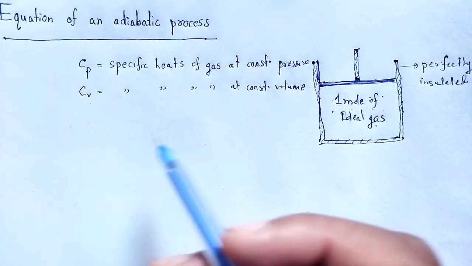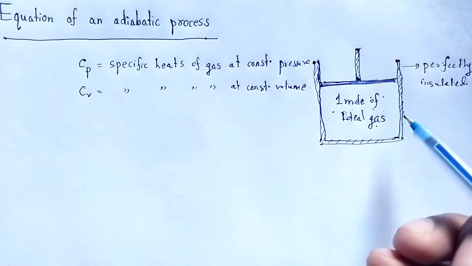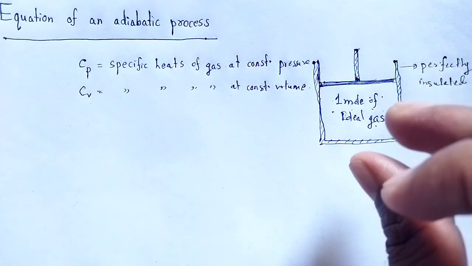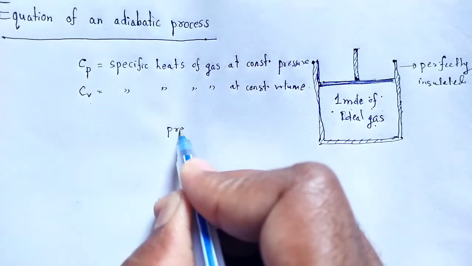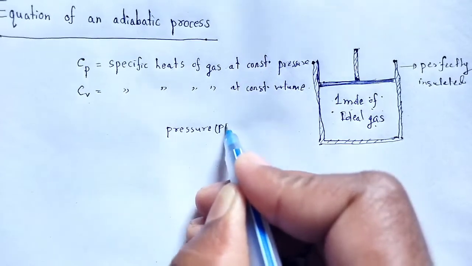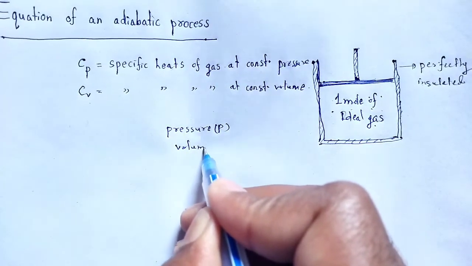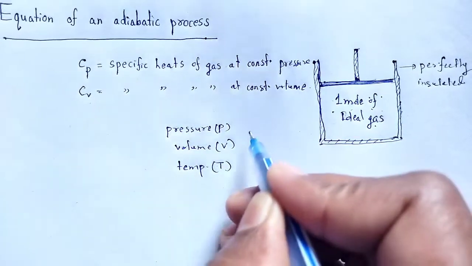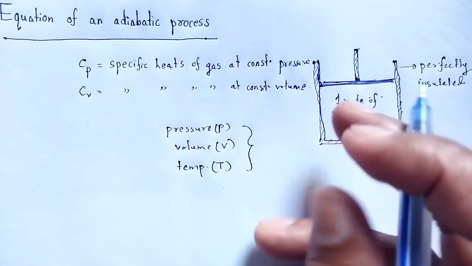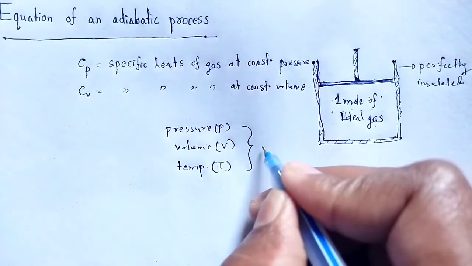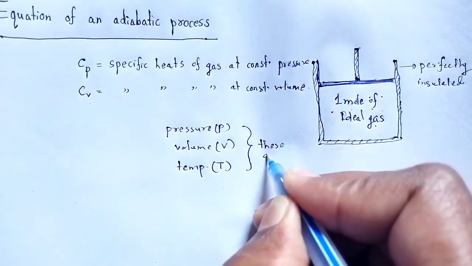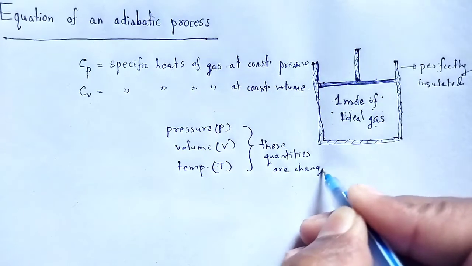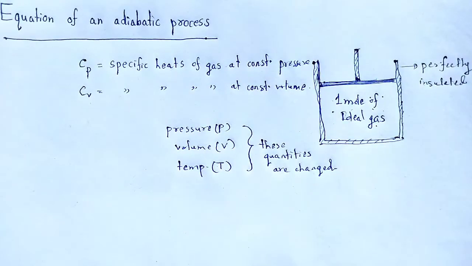and let that gas be allowed to expand. Here the quantities like pressure P, volume V, and temperature T of the gas are changed, since the gas is allowed to expand.